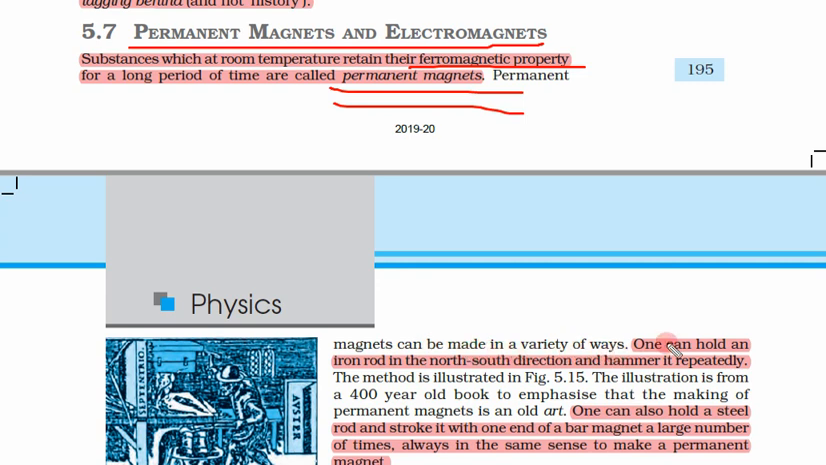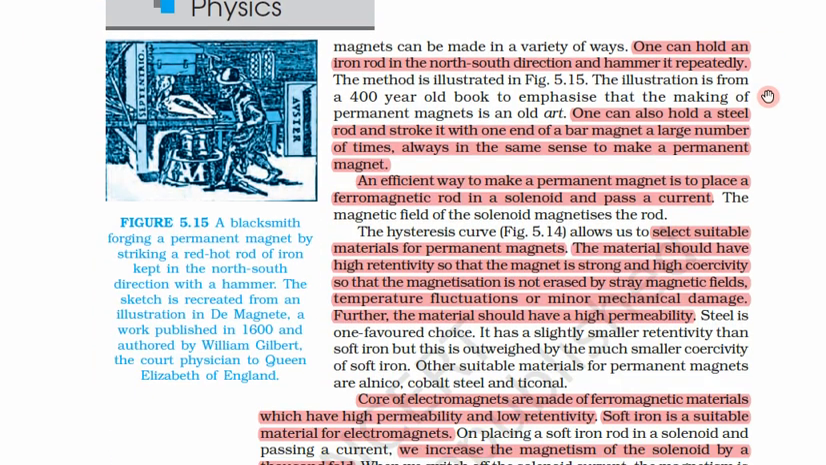Permanent magnets can be made in a variety of ways. One way is that one can hold an iron rod in north south direction and hammer it repeatedly. In this figure it is shown a blacksmith forging a permanent magnet by striking a red hot iron. He took a red hot iron rod and kept it in north south direction, and he is beating this iron rod with a hammer.